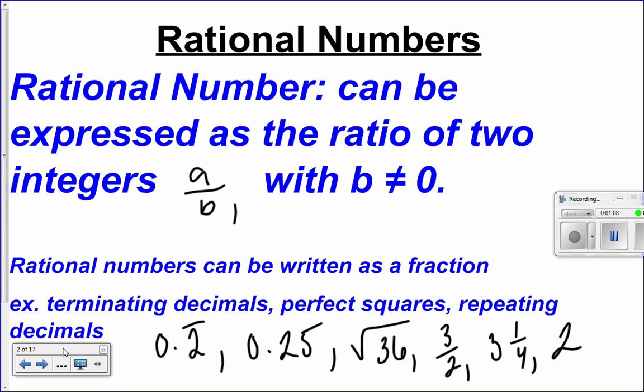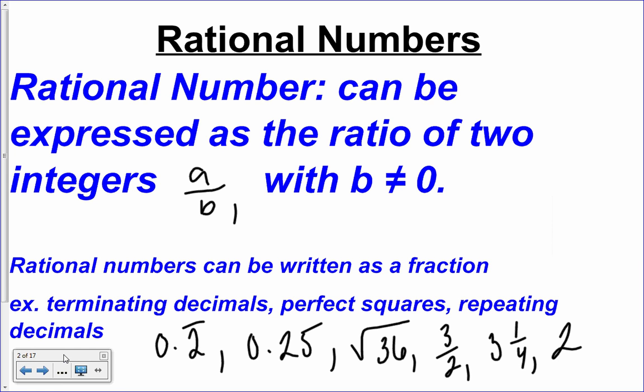So I gave you some examples. Terminating decimals, perfect squares, repeating decimals. All of these numbers are rational numbers. I also gave you a mixed number, an improper fraction, and a whole number. They all can be written as a fraction. Now would be a good time to pause to give yourself enough time to write down the definition and all the examples before the video goes on.